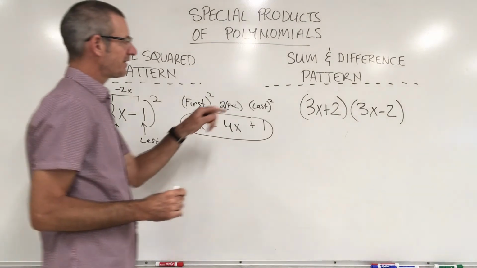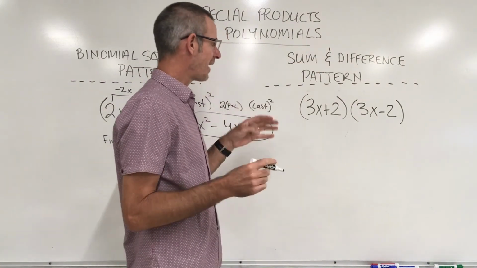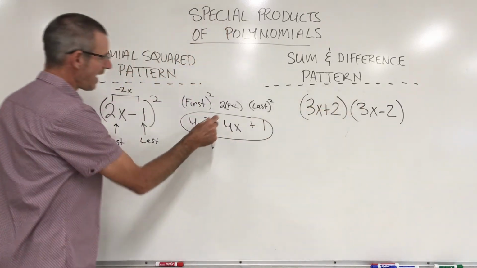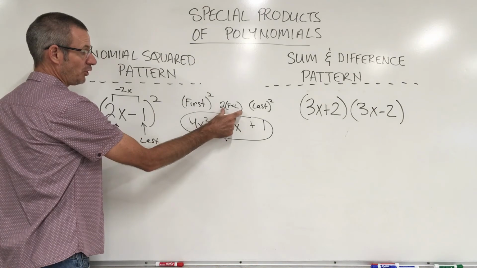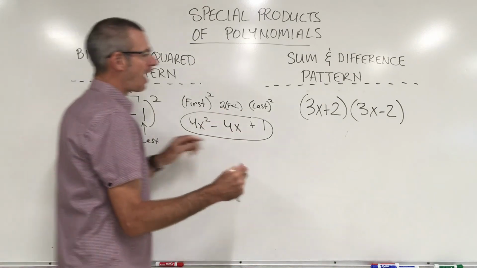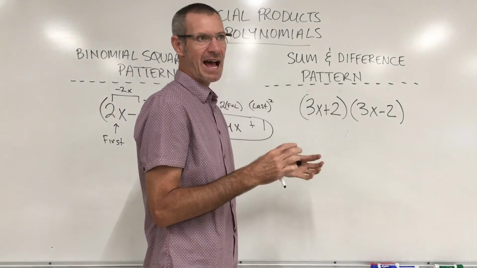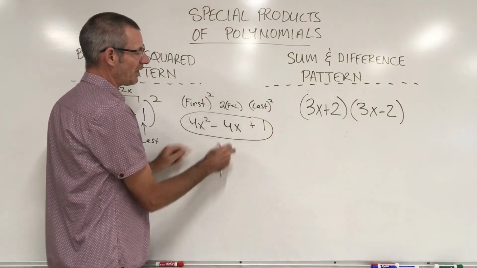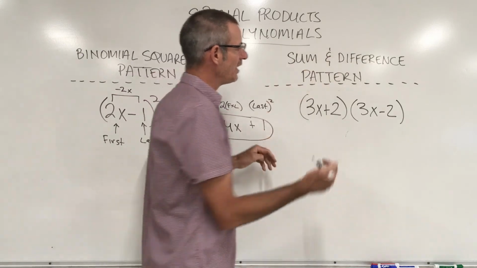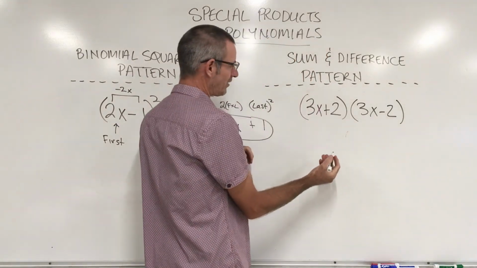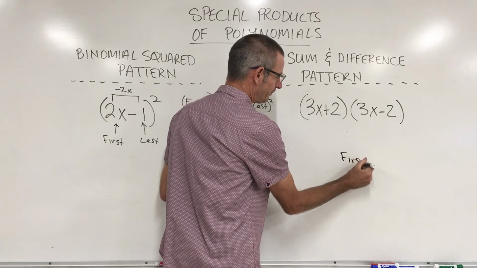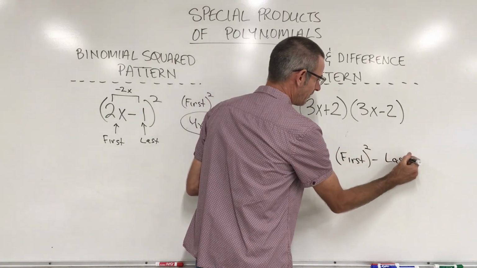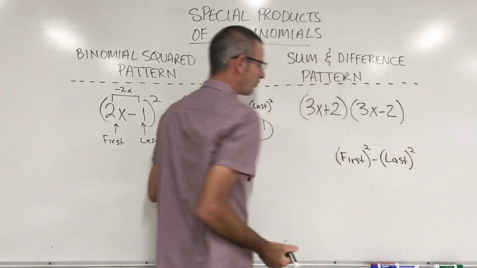All right, the sum and difference pattern. The sum and difference pattern works almost the same way. But here, where we have the first and last times 2 to get a middle term, on this problem, our first and last are going to add up to 0. So we will not have a middle term at all if it's a sum and difference pattern. So here's what the sum and difference pattern says to do. Take your first and square it minus your last, which needs to be squared.